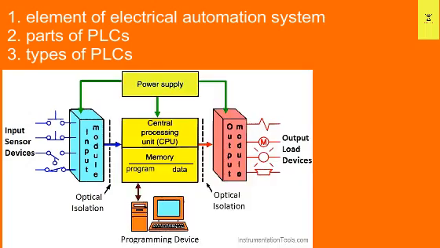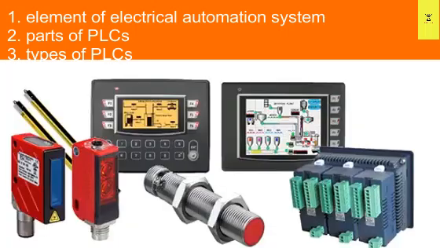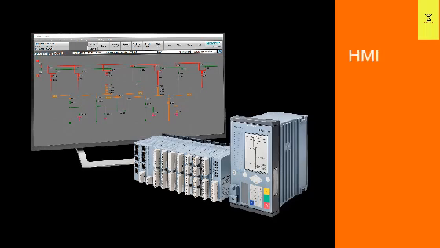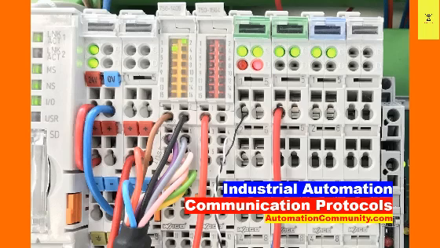The elements of automation system. The automation system has a power supply, has a Programmable Logic Controller, which means it also has the control element or control system, has an HMI, and has inputs and outputs, and also the communication protocols.